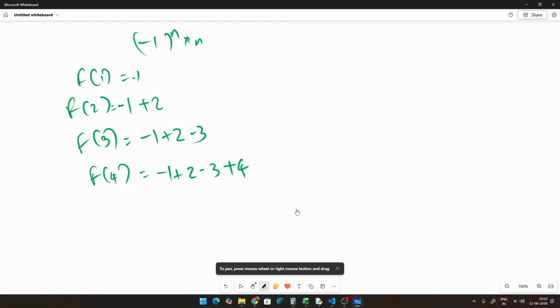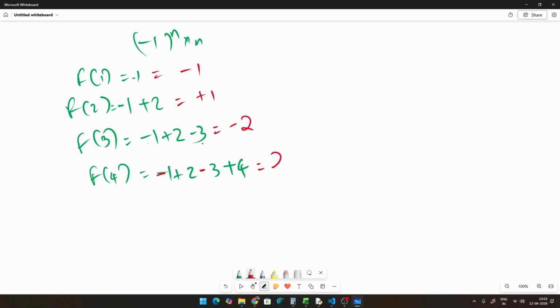Let us try to calculate the values of these first. So this is going to be -1. This is going to be +1. This is going to be -1 plus 2 minus 3, which is -2. And this is going to be +2.